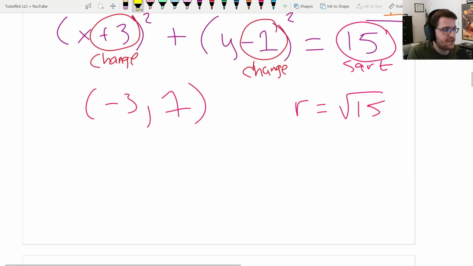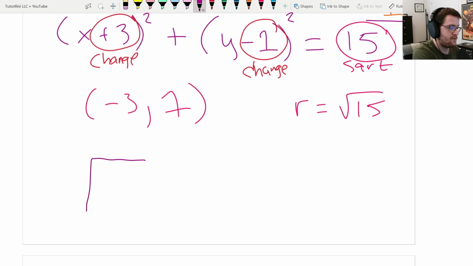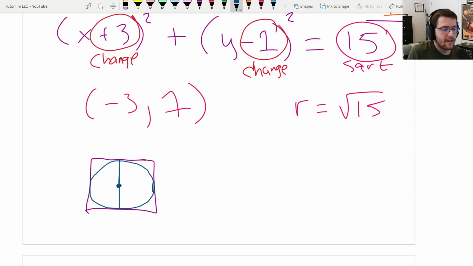Okay, so the circle is inscribed in a square. So it's like inside it. So kind of like this. So you'll notice if I draw a radius, or a diameter rather, up and down, or left and right, that will give me the side length of the square, which is what we want.